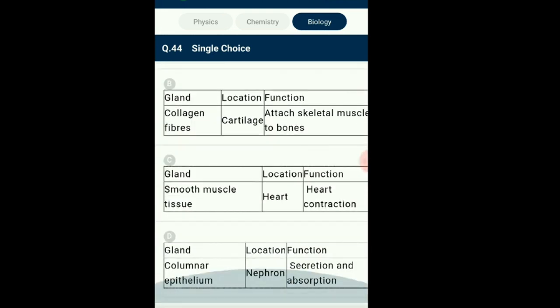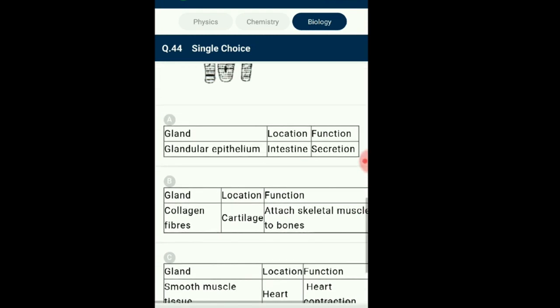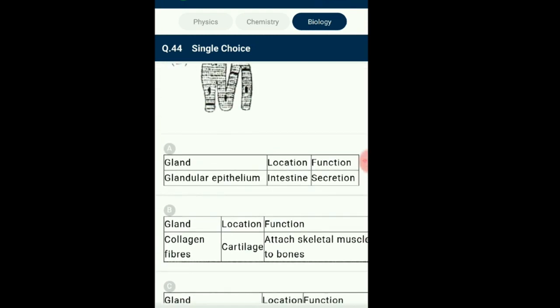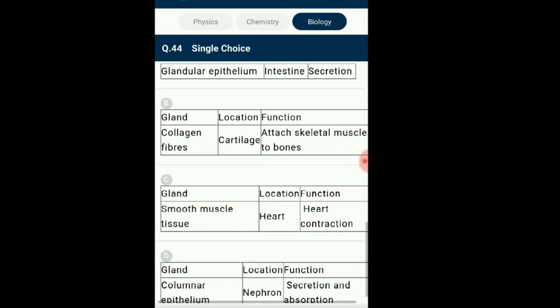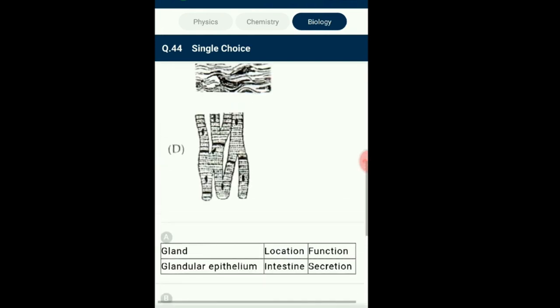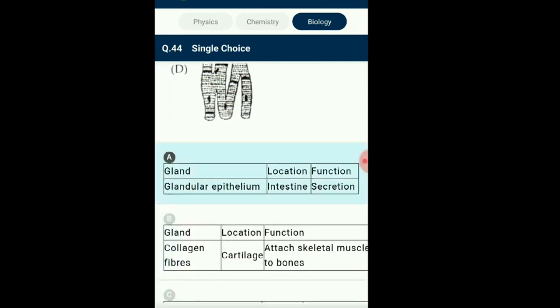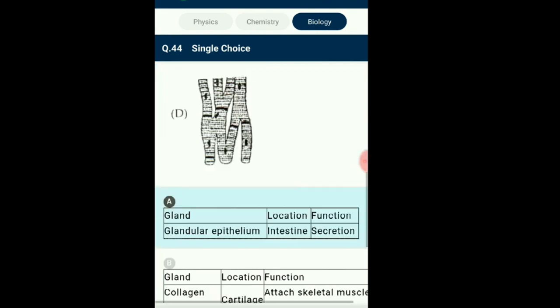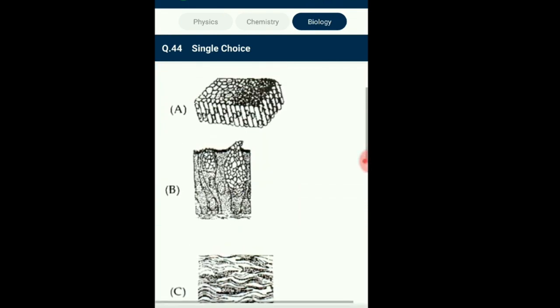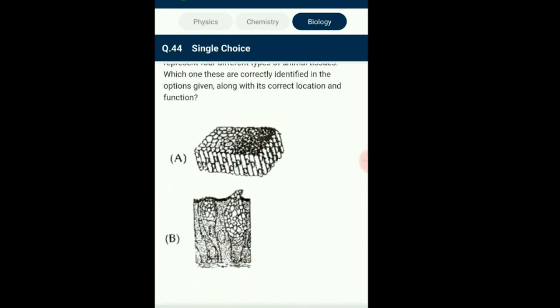In the tubular glands, the secretory portion is tube-like. For example, crypts of Lieberkuhn. It is a type of simple straight tubular gland found in the intestine. And another one is Brunner's gland, a type of simple branched tubular gland found in the intestine. So the answer for this question is option A. The name of the tissue is glandular epithelium found in the intestine. The function is secretion. So the correctly matching option is option A.